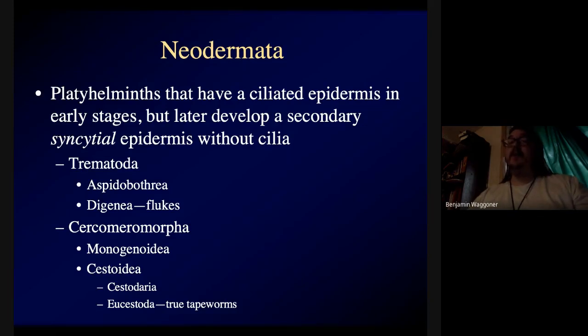The other group, Cercomeromorpha, includes Monogenoidea, which is a group of external parasites that mostly hit fish and turtles and things like that. There are some that cause problems for the fish culturing industry, particularly salmon. And then the Cestoidea includes the true tapeworms and some kin. And the flukes and the tapeworms are big groups that we do need to spend a lot of time on because they can infect all kinds of vertebrates, including humans and including species of veterinary importance as well. These are things that you'll see down the road.